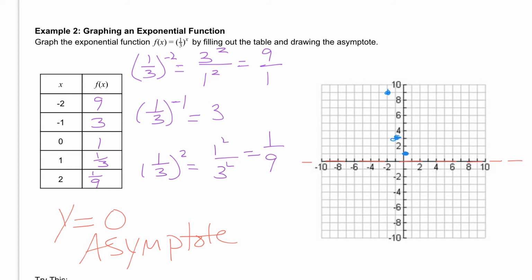Then 1 and 1/3, that's just an approximation. You're getting really close to that asymptote. Same thing with 2 and 1/9. It's there somewhere, very close. And then we're going to draw in our graph, which is going to curve, and then it's going to kind of ride along that asymptote. It's going to get as close as you can to that asymptote, but it's never going to touch it.